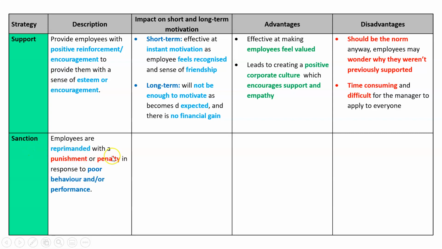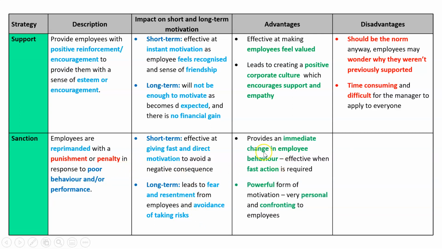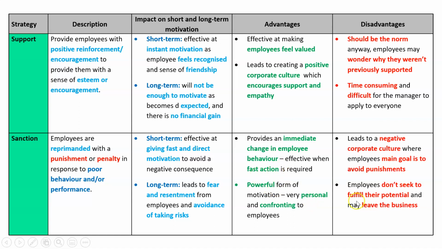Sanction: use punishments and penalties, reprimand people for poor performance and behavior. Short term, it really gets an effect. It gives fast and direct motivation for people to avoid a negative consequence. Long term, though, it leads to fear and resentment, and people won't take risks if they're worried about always being sanctioned. Pros and cons: it provides an immediate change in employee behavior. So it's good when you need something done quickly, and it's also very powerful, very personal and confronting using sanctions. On the negative side, though, it leads to a negative corporate culture where employees' main goal is to avoid punishments, and employees don't seek to fulfill their potential and may eventually leave the business.